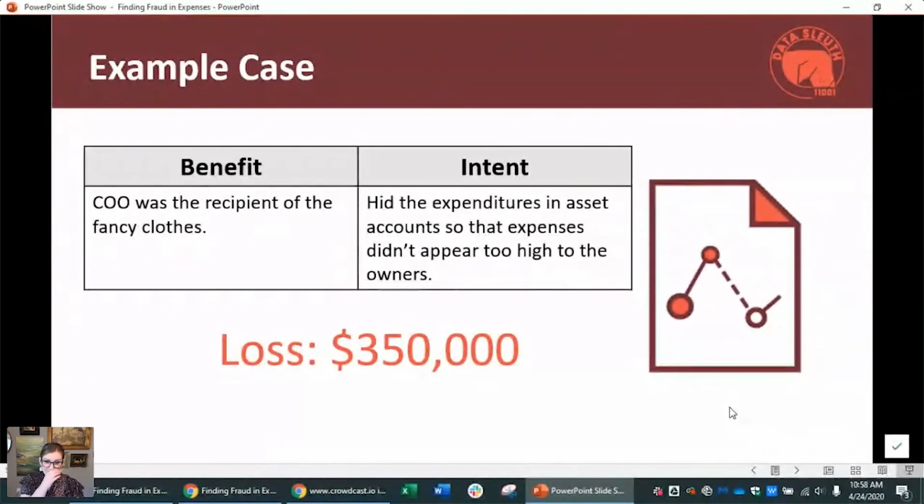The case is much bigger than that. But we knew that the COO was the recipient of the fancy clothes. There was no business benefit. It's not part of his job. And then the intent piece was helped, that piece was given more legs just because he hid the expenditures in the asset accounts so that the expenses didn't appear too high where the owners might have noticed.